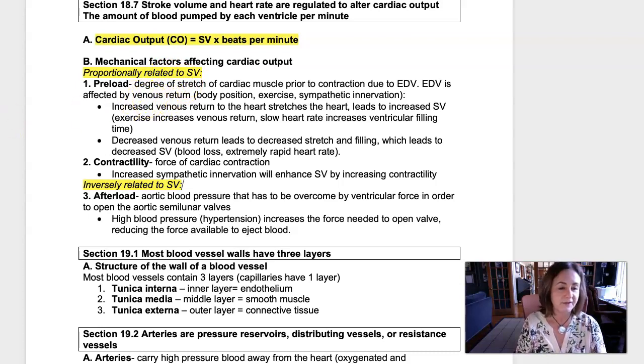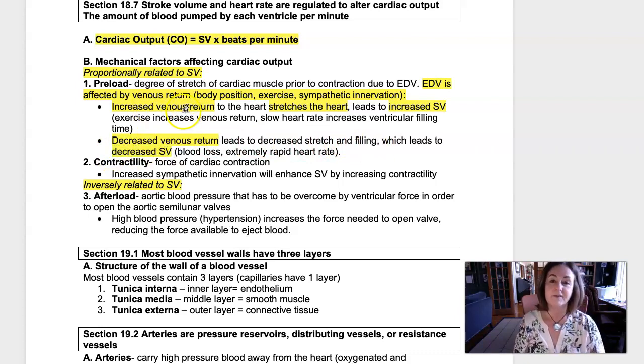One is preload, and that's just the degree of stretch of the ventricles due to the amount of blood that's returning to the heart. And so we know that the end diastolic volume is the amount of blood that's going to stretch the ventricle. That's the full ventricle, and that's going to be affected by the venous return. So if you have an increased venous return, that's going to stretch the heart muscle, and that leads to an increase in stroke volume. Compared to if you have a decrease in venous return, decreased stretch, decreased filling, that's going to decrease the stroke volume.